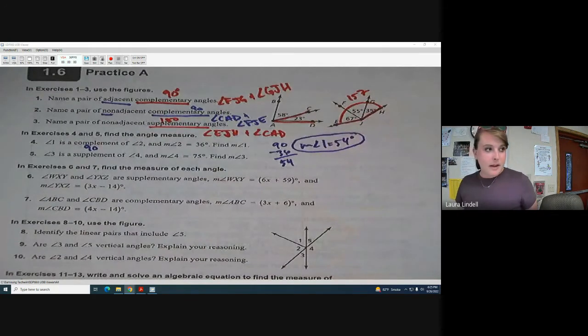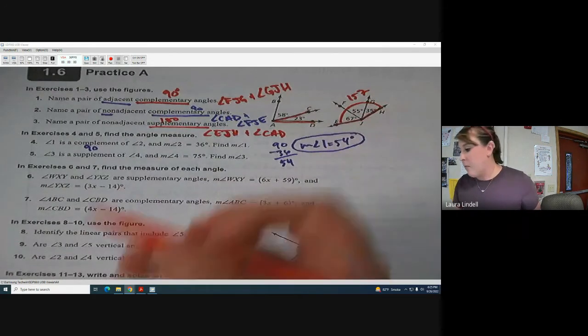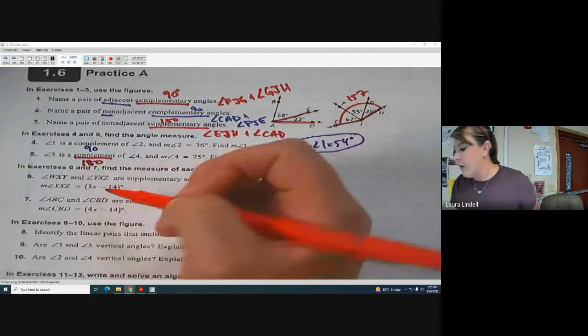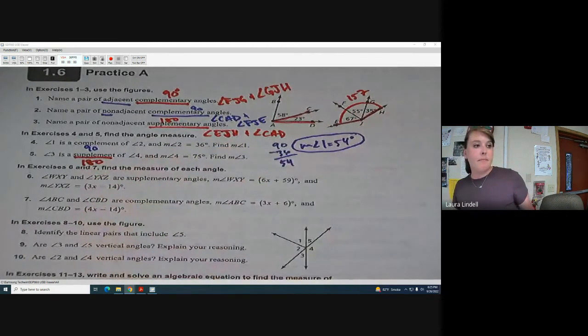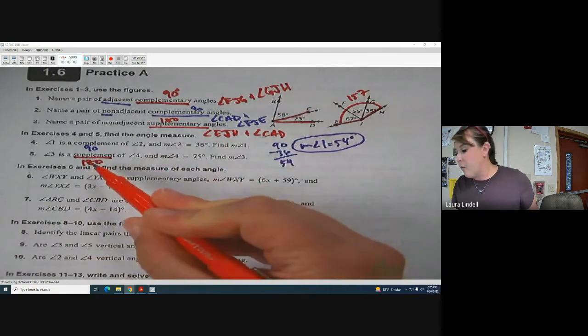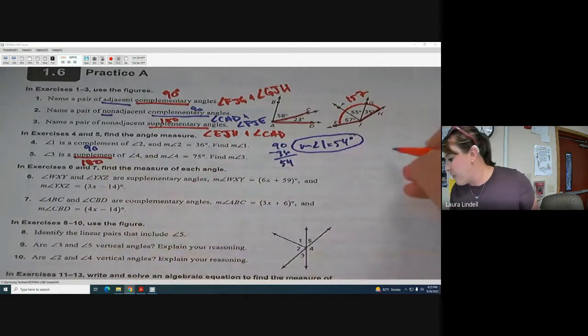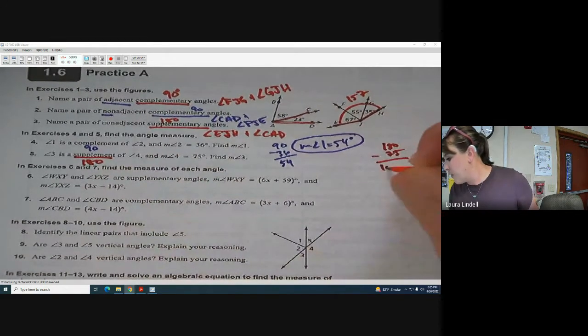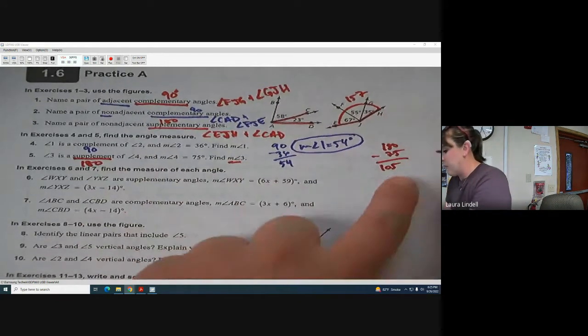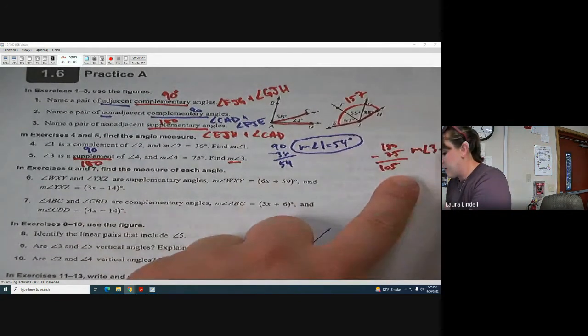We can do the same kind of thing with our next problem. It says it's a supplement of angle 4. So that means it's going to add to 180 this time. So we just have to subtract away the angle that we know. We have to go 180 minus 75, which gives me 105. So that tells me that measure of angle 3 here that I'm looking for is 105 degrees.